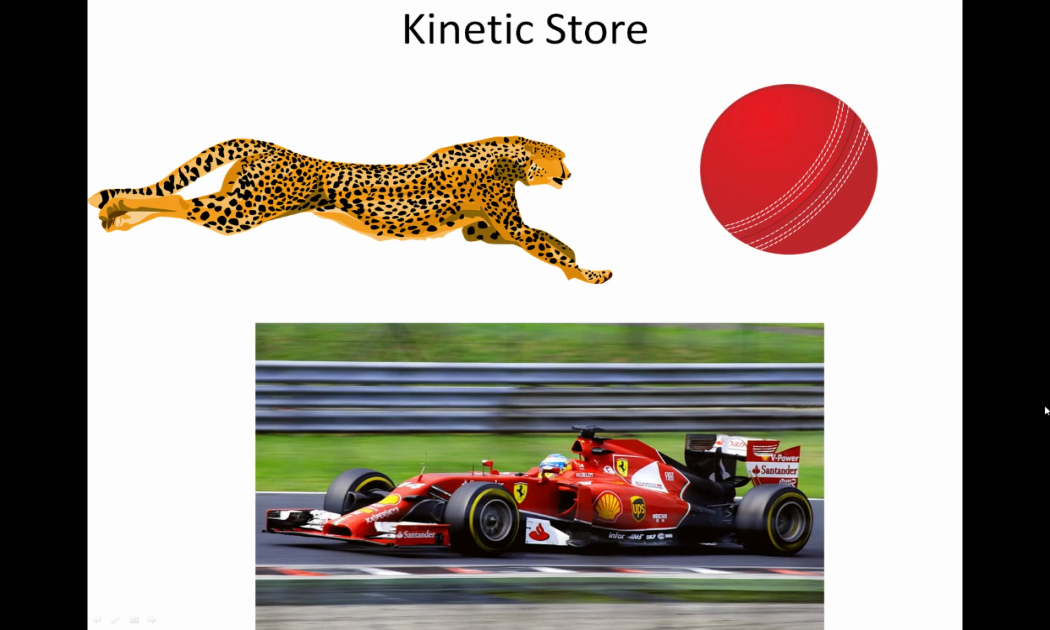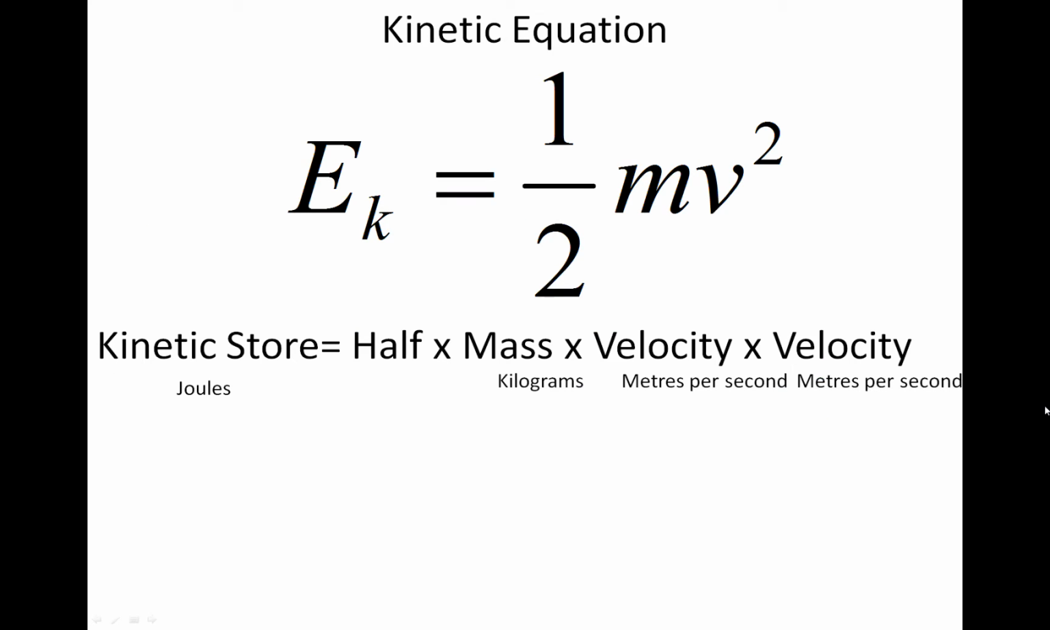This video is a guide to calculating the kinetic store of an object, remembering that the kinetic store is related to an object's mass and its velocity, or how fast it's going. So let's take a look at the equation. We have that EK, which is energy kinetic, is equal to half mv squared, where m is the mass and v is the velocity, or the speed.